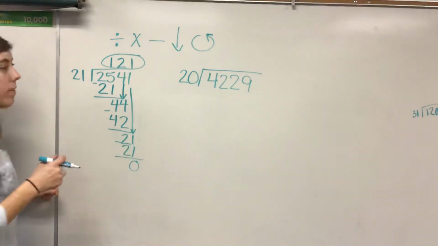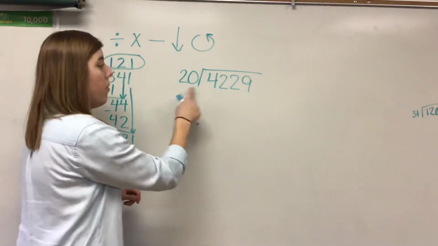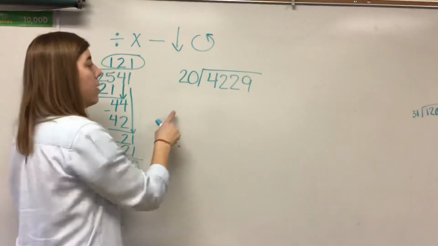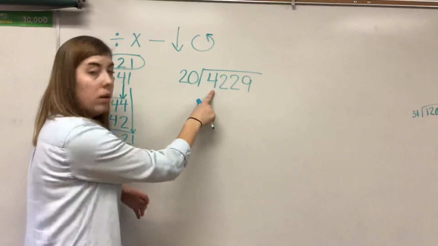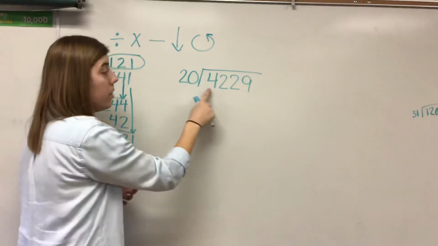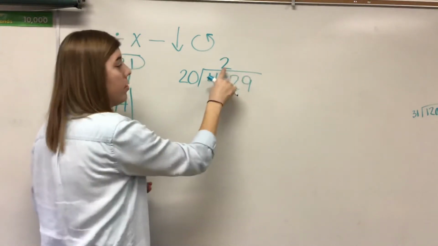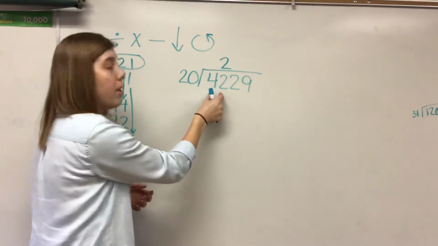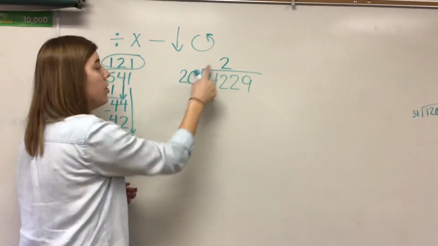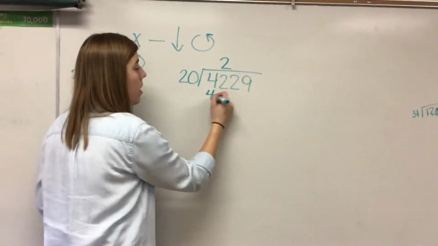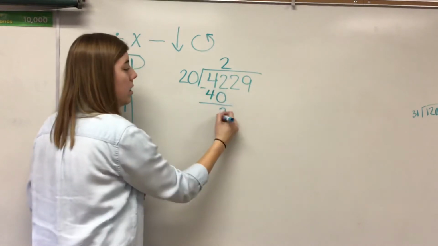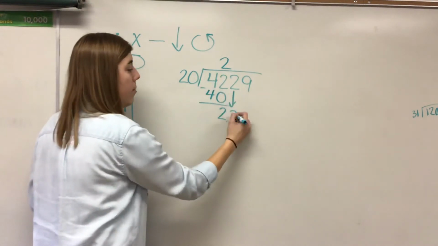Okay, fairly straightforward. Let's try it on this one. 4,229 divided by 20. So how many 20s can go into 4? Doesn't work. How many 20s can go into 42? That would be 2. And I'm writing that above the 2 because I'm looking at 42 as an entire number here. Okay, multiply. 2 times 20, 40. Subtract. Bring it on down and bring it on back.